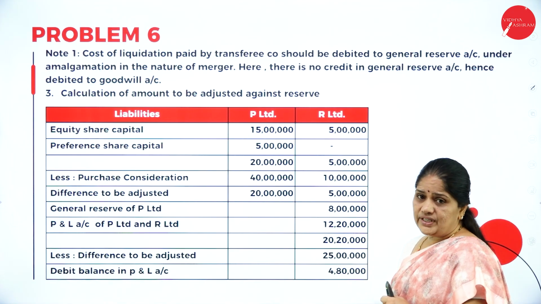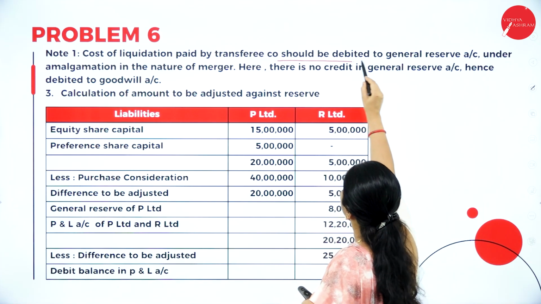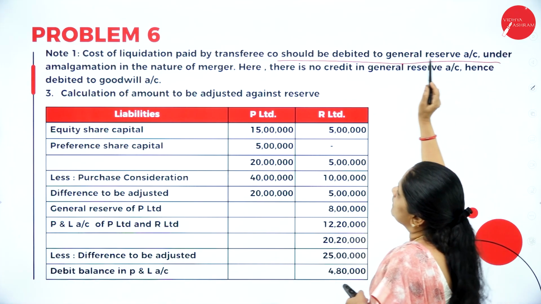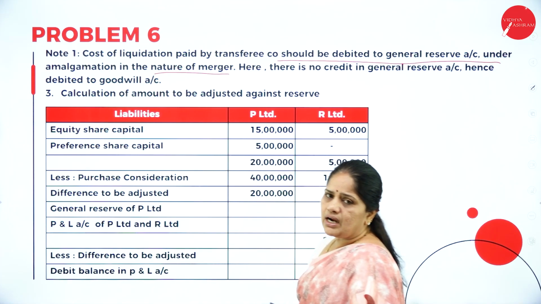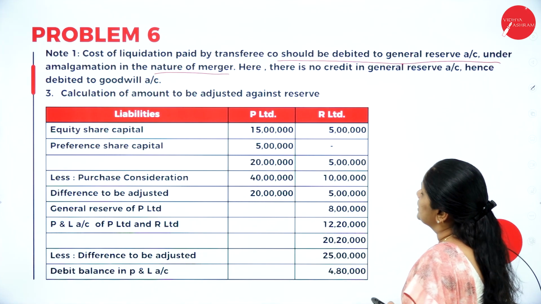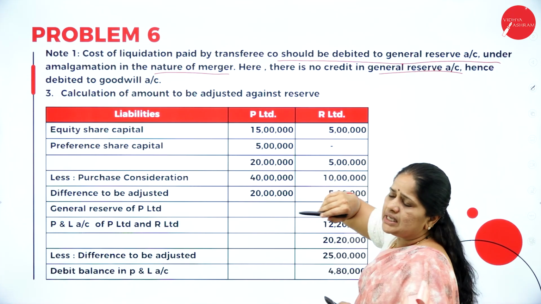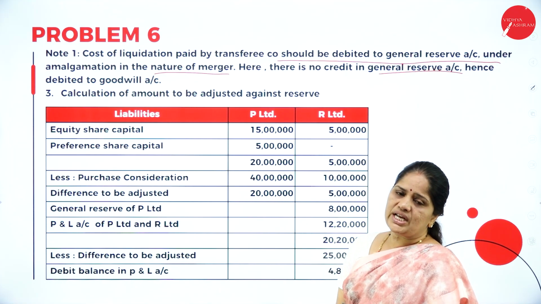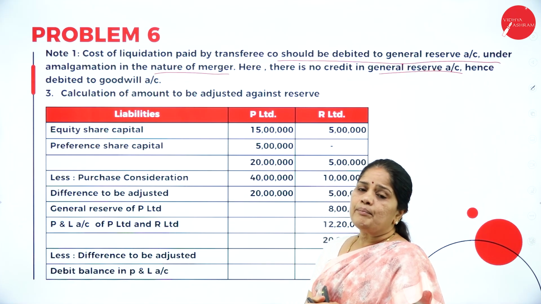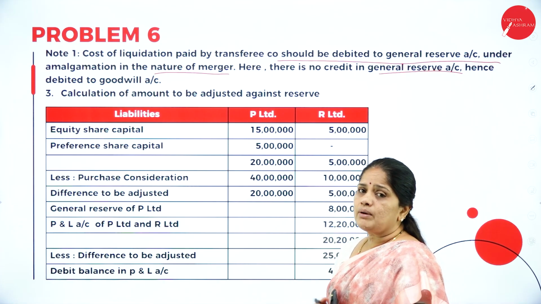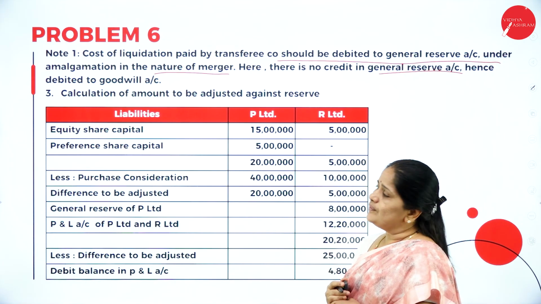Next, here we should make a note. There is a note here. The cost of liquidation by the transferee company should be debited to general reserve account in the nature of merger. So if there is a general reserve account, we should debit the cost of liquidation. Since there is no credit in general reserve account, hence it is debited to goodwill account. So if there is a general reserve, you just reduce the balance of general reserve and you can make an entry. But here in this problem, there is no general reserve. So we are just debiting it to the goodwill account.